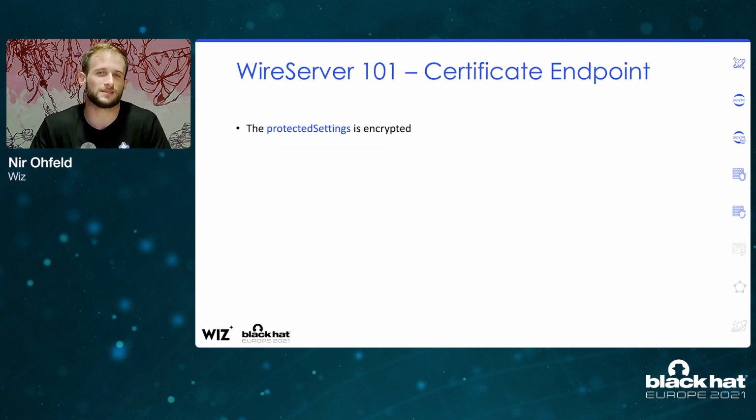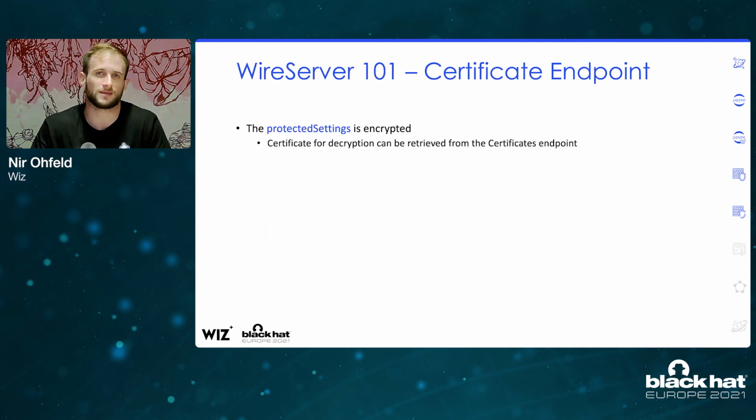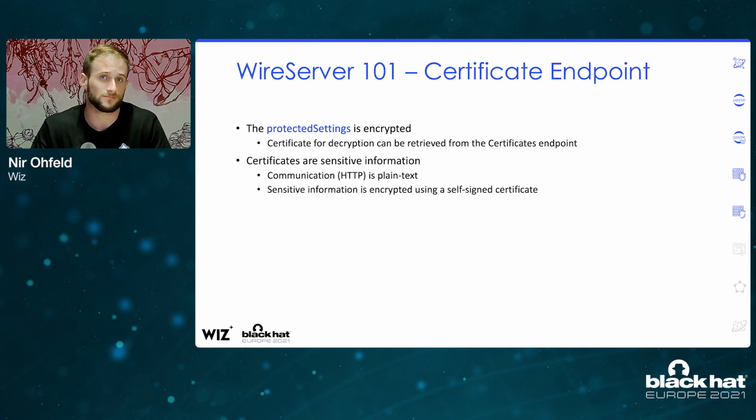Where does the agent get the decryption key from? Well, similar to the extension configuration endpoint, there is a certificates endpoint for retrieving both encryption and decryption keys. This endpoint also can be found in the machine's goal state we fetched earlier. These certificates are the golden key used to decrypt all sensitive protected settings, making them inherently sensitive information. You wouldn't transfer them in unencrypted communication, right?